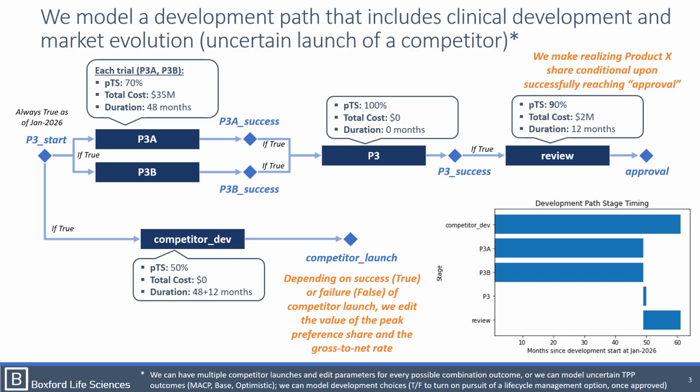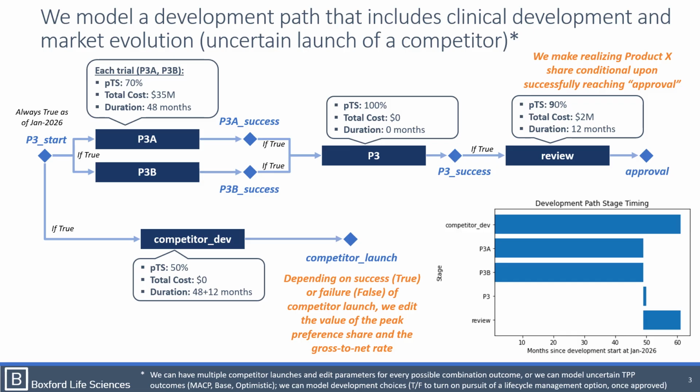If that occurs, then we move on to regulatory review that incurs yet more cost, time, and risk, and if that's successful, we have an approval. That approval state is going to be true if we launch with regulatory approval, it's going to be false if we fail anywhere earlier in that, either in phase 3 or in the regulatory review. And that's the state that when we write our model, we're going to make realizing product share be conditional upon successfully reaching.